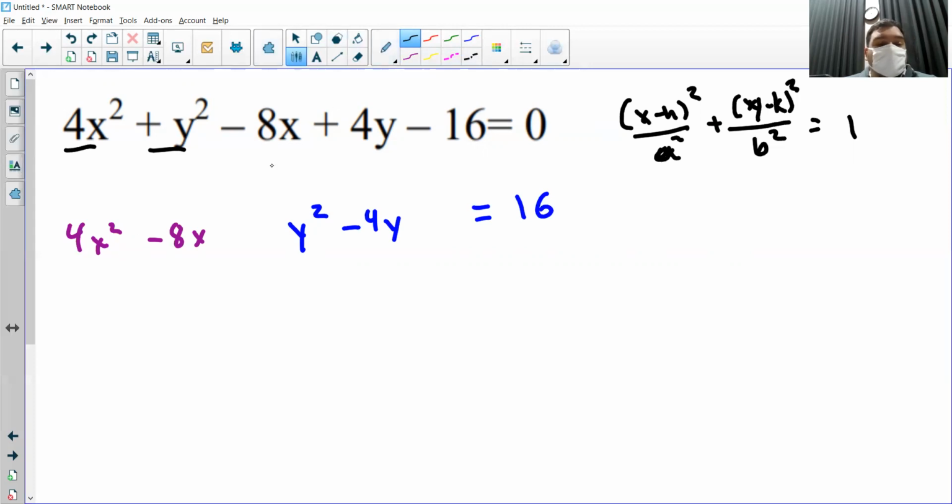All right, we're going to factor out what's in common. In this case, on the left, it's a 4. On the right, there's nothing to factor out, so that makes my life a little easier. I need a C for this, and I need a C for this. This is going to be an ellipse.